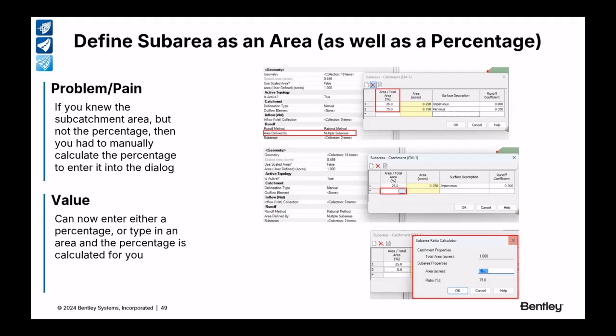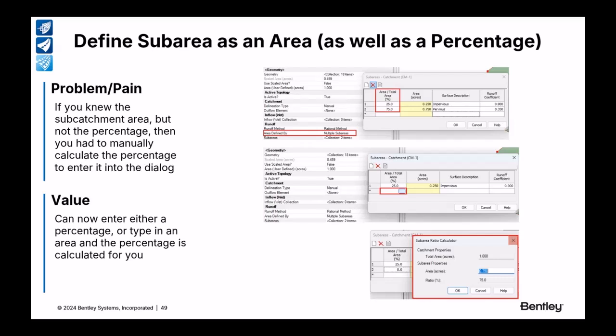But if you didn't know the percentages, but you knew the areas, the dialogue didn't let you type in the areas and back calculate the percentages. So you had to do that calculation yourself. What we've done now is we still support typing in the percentages, but if you click in one of the fields, you get a little browse button, and that will open that calculator dialog that you see in the bottom right-hand corner of the screen. This tells you the total area of the catchment, and you can put in whatever part area you like, and it will calculate the percentage.